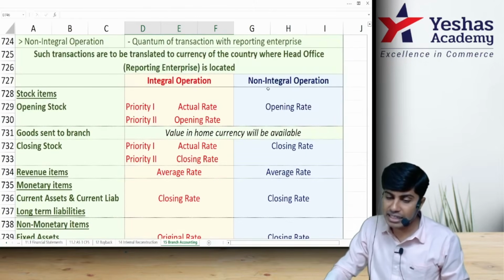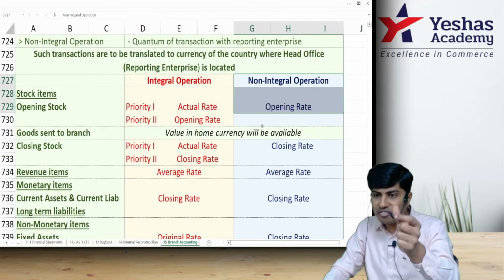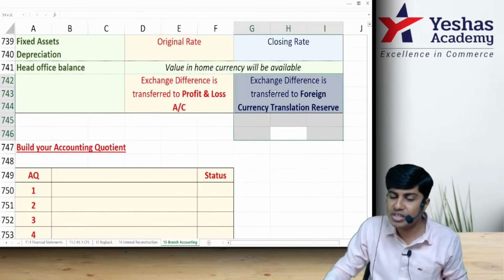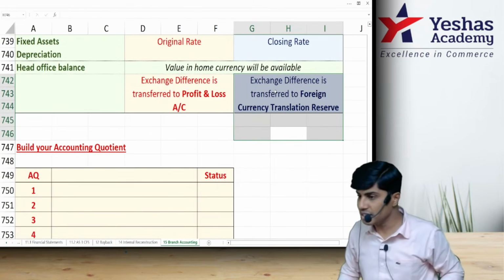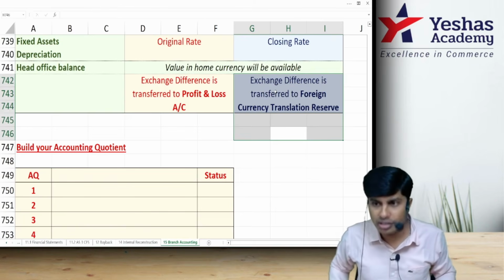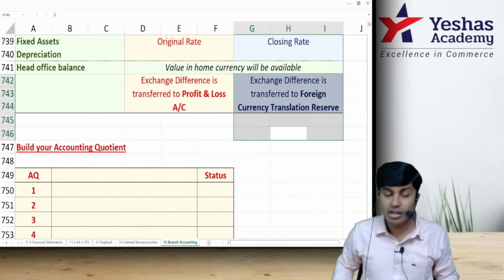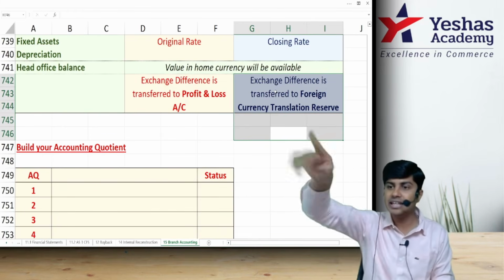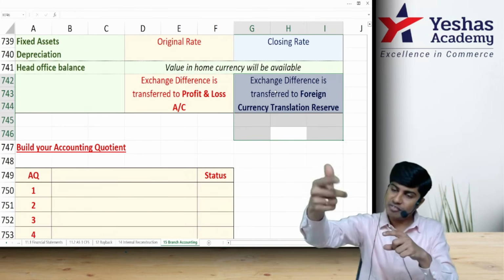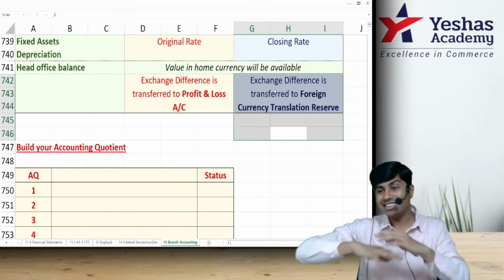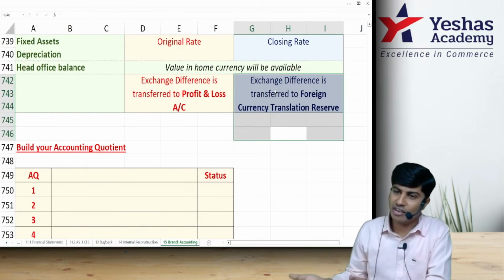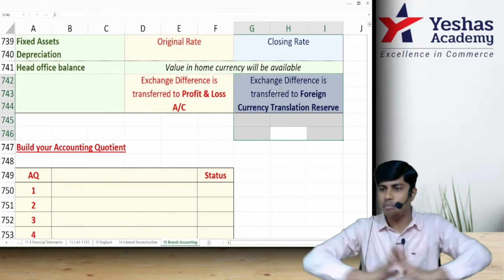If in case it is a non-integral branch, such difference in trial balance will not be posted to P&L. It will be kept in a reserve called FCTR, Foreign Currency Translation Reserve. This Foreign Currency Translation Reserve will be maintained in head office books till the time the branch is there. Next year, the difference also will be adjusted against it. At the end, when we close the branch, like we are closing this video, that FCTR will go to general reserve if there is some balance.